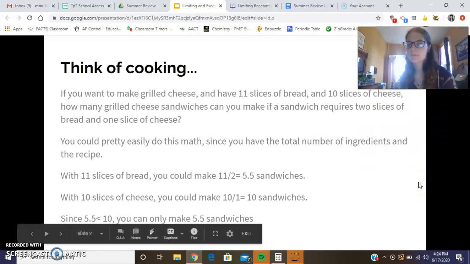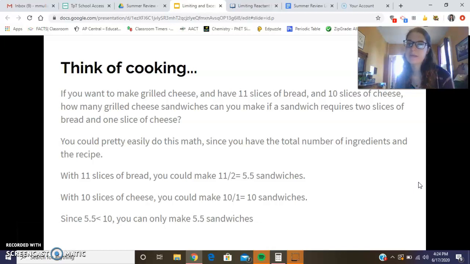If you want to make a grilled cheese, you look in your cupboard, you have 11 slices of bread and 10 slices of cheese. How many grilled cheese sandwiches can you make if one sandwich requires 2 slices of bread and 1 slice of cheese? So here your chemical equation is again the recipe. The numbers or coefficients in front of your recipe would be equal to 2 and 1 for bread and cheese respectively.